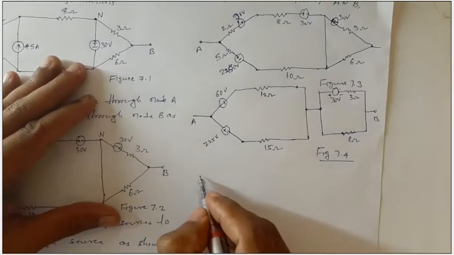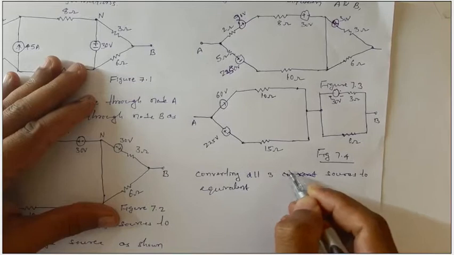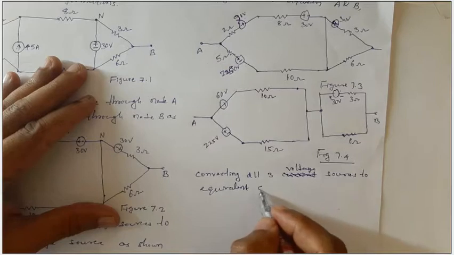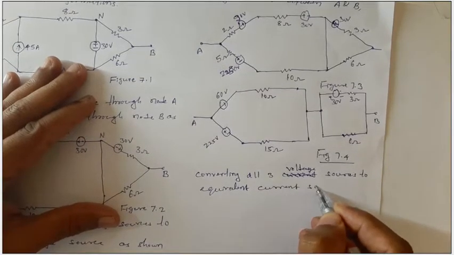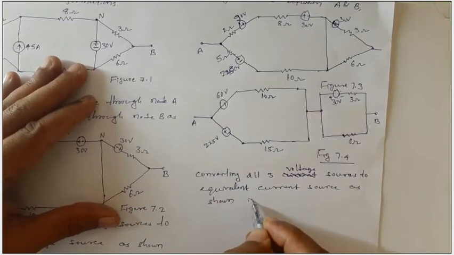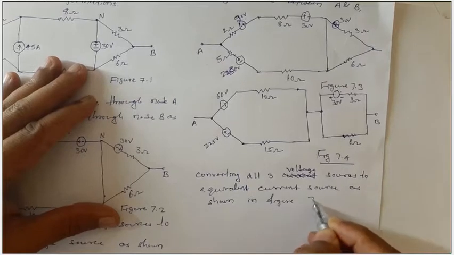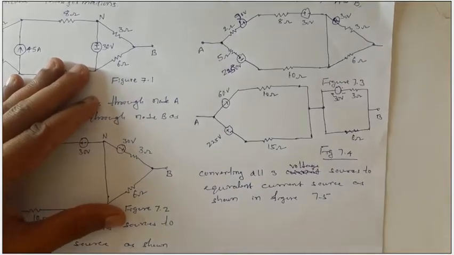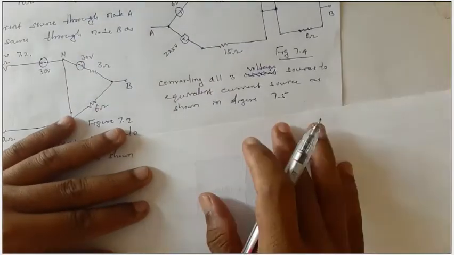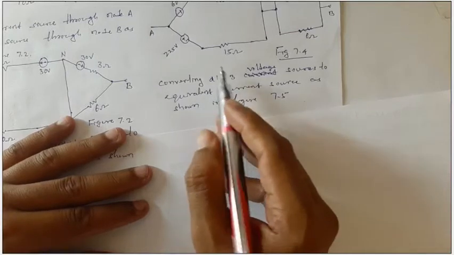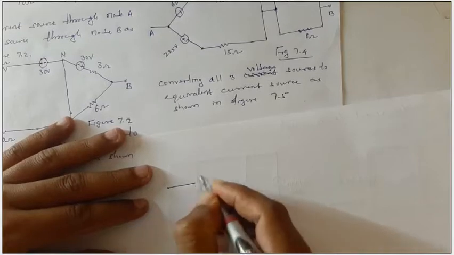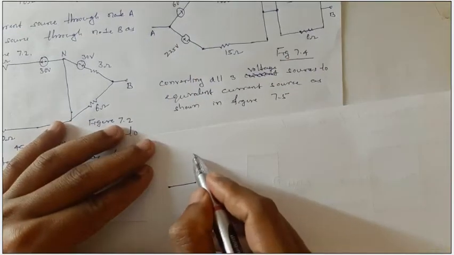Say converting, here I'll write, all three voltage sources of figure 7.4 to equivalent current sources as shown in figure 7.5. So let us draw, dear students, that particular figure. Okay, so here I will draw it. Look at this. This is point A. Now I am going to extend this like this.